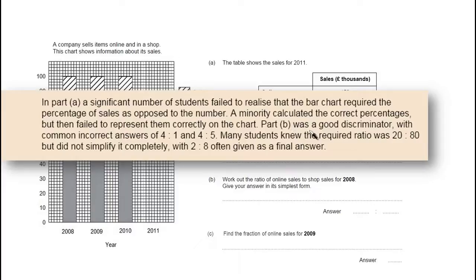Part B was a good discriminator, and I think what they mean there is it sorted out people who really understood ratio and who didn't. Common incorrect answers were 4 to 1 and 4 to 5. Many students knew the required ratio was 20 to 80, so that's good, but they couldn't simplify it, so they often gave 2 to 8 as the final answer, and so they lost a mark for that.